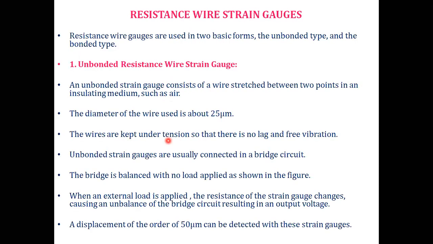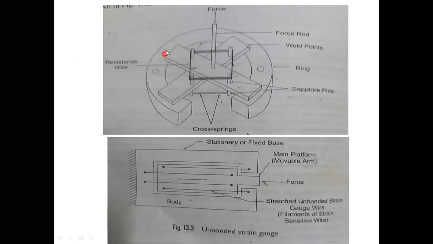Here, this is the diagram given in your textbook, but I will provide some other diagram. By comparing these two diagrams, whatever the diagram is easy, you can draw the diagram in your examination. This is the bonded type of strain gauge. This is the unbonded type of strain gauge.